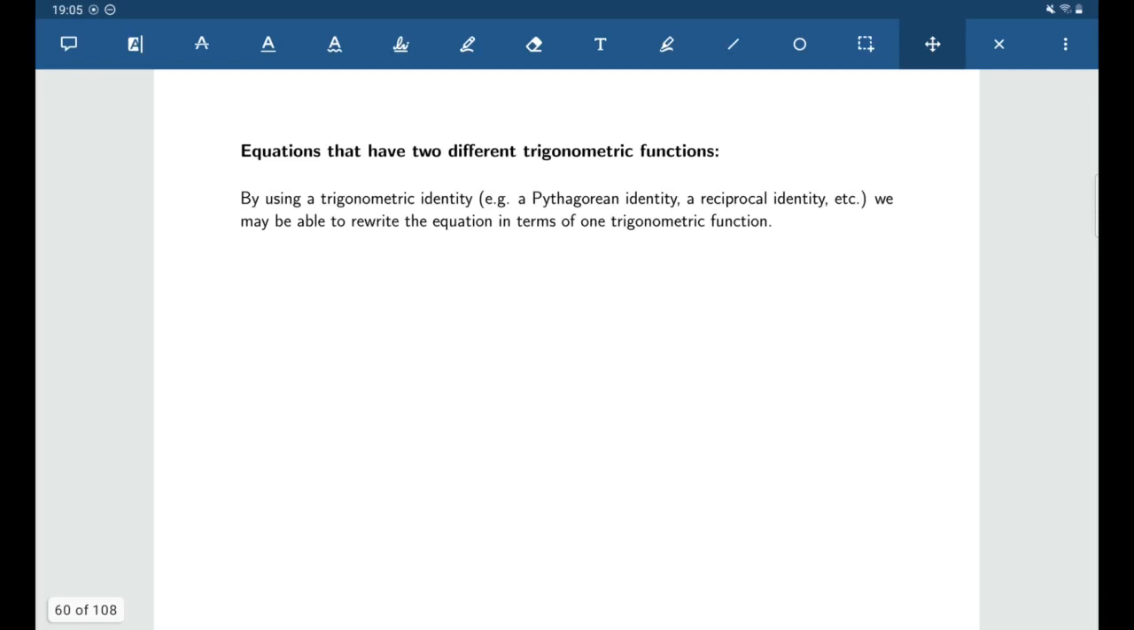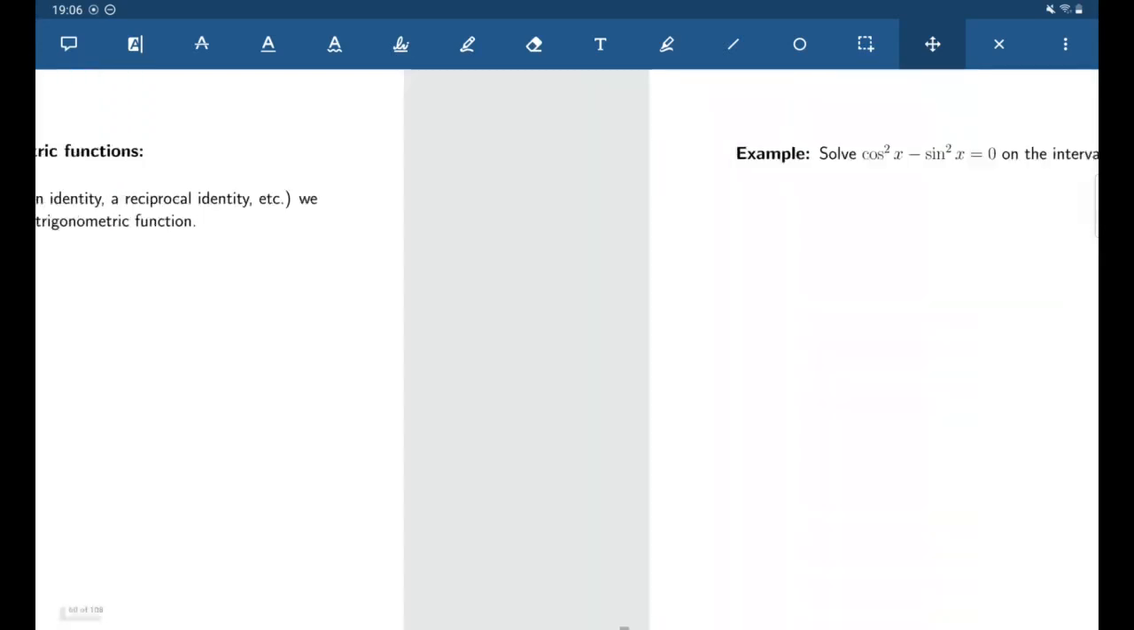Now, the other thing that we might see, in addition to something that's quadratic, is something where there's more than one trig function, like two different trig functions together. For that, maybe we'll need to use some sort of an identity to get rid of one of the trig functions. So this could be the Pythagorean identities, maybe the reciprocal identities. And once we've rewritten the equation, then we can go ahead and try to solve it.